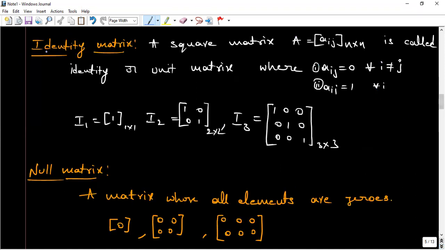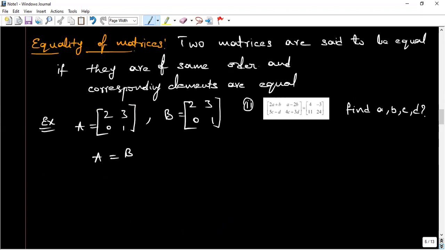Then identity matrix, you all know the identity matrix, where the diagonal elements are 1 and the remaining are 0. You can see 1 by 1 identity matrix, 2 by 2 identity matrix, and 3 by 3 identity matrix. Then null matrix. A null matrix is nothing but all elements are 0. Nothing much is there about it. Let us see the next one.